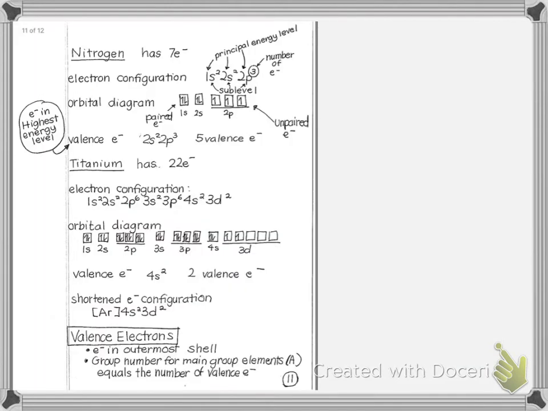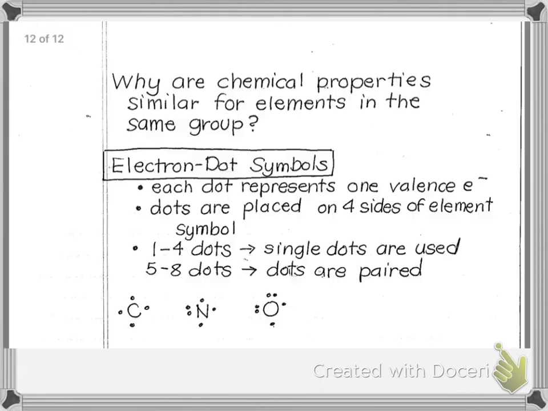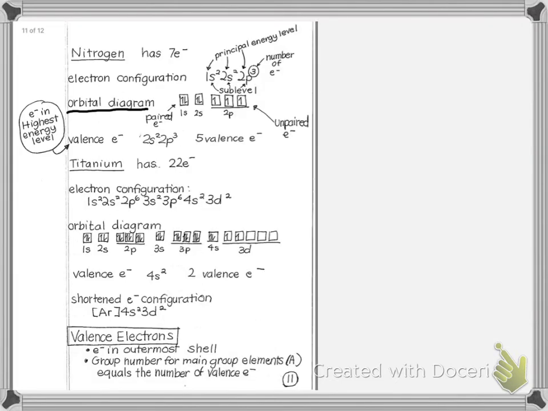Okay, so let's look at this a little different. Well, look, I have some electron configurations and I'll show you how we write it up. So here I have nitrogen, which has 7 electrons, and here's its electron configuration, which we've been working on. There's also something called an orbital diagram, and an orbital diagram is really just a picture of the electron configuration.